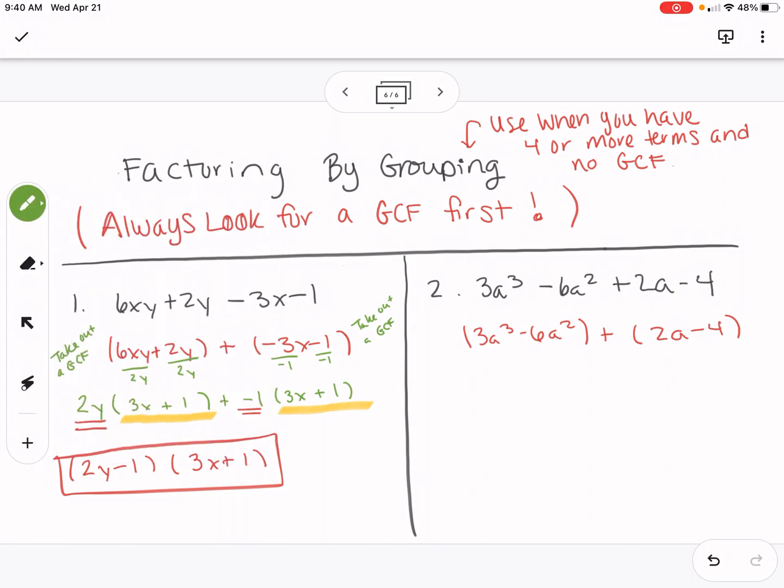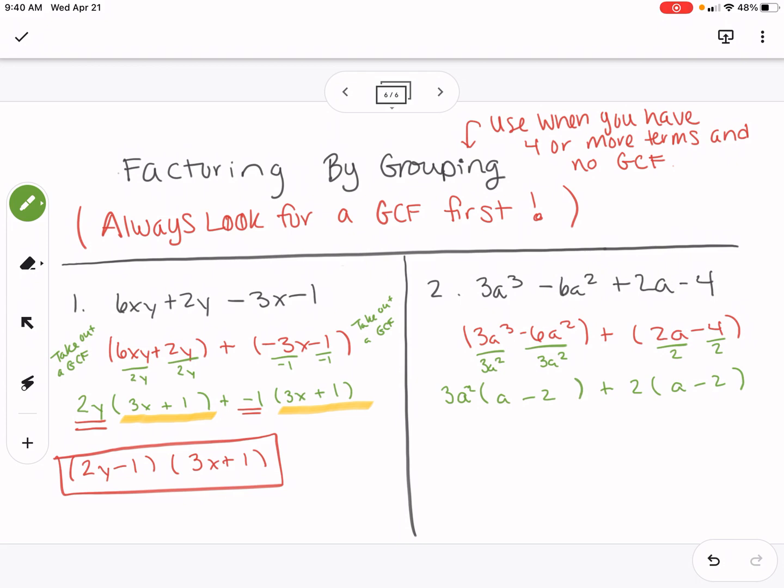So here I can take out a 3 and an a squared. If I divide this one, I get a. If I divide this one, I get negative 2 because the a squareds cancel. On my next parentheses, both of those are divisible by 2, so I can factor out a 2. Here I'll get a. Here I'll get negative 2.